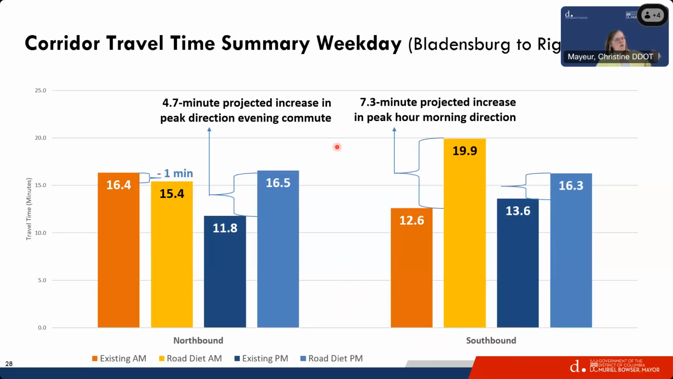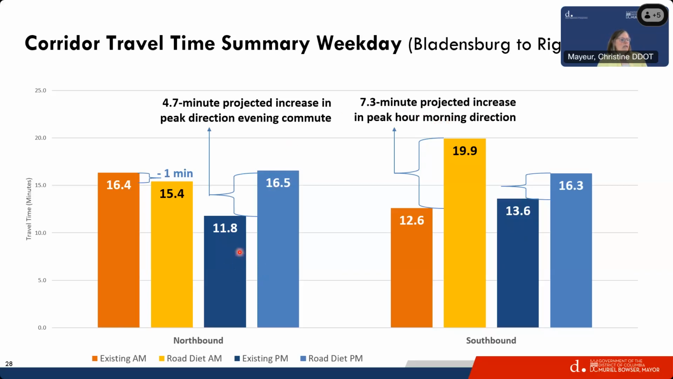We went into overall travel times for the weekday. So this is if you take the entire corridor from the very start at Bladensburg all the way to Riggs and vice versa. So in the morning, in the northbound direction, not the peak direction, we see about a minute savings in time. For the southbound morning, we actually see an increase overall for the entire corridor, 7.3 minutes approximately, a projected increase to peak hour morning.